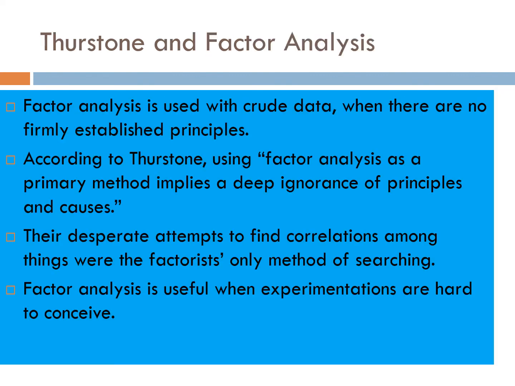So if we look at how Thurstone used factor analysis, right? Factor analysis is used with crude data when there are no firmly established principles, right? So according to Thurstone, using factor analysis as a primary method implies a deep ignorance of principles and causes, right? So their desperate attempts to find correlations among things were the factorists' only method of searching, right? So factor analysis is useful when experimentation is hard to conceive in other areas of science.